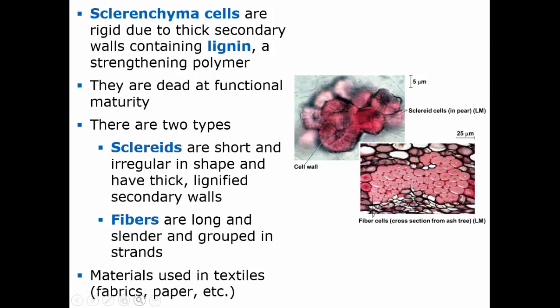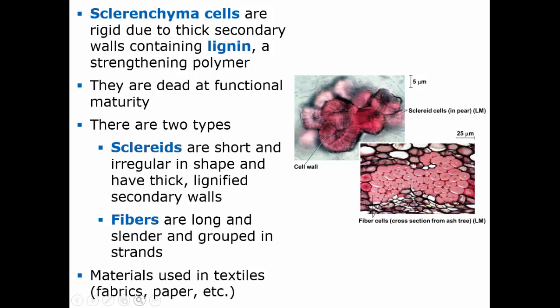These cells are thick and rigid due to secondary cell walls that contain a tough substance called lignin. This is a polymer whose primary function is to provide structural support for a plant. These sclerenchyma cells continue to provide strength and support for the plant after they've died.